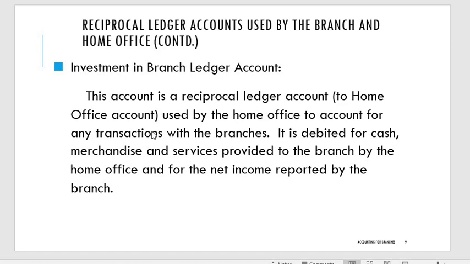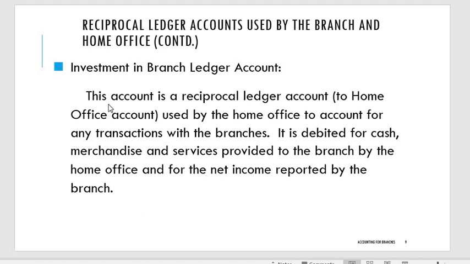Okay, the investment in branch ledger account, where is this? In the books of the home office. So this account is a reciprocal ledger account to the home office account. It is used by the home office to account for all transactions with all its branches. So the investment in branch account is debited for all the assets and merchandise transferred from the home office to the branch, or what the home office provides.